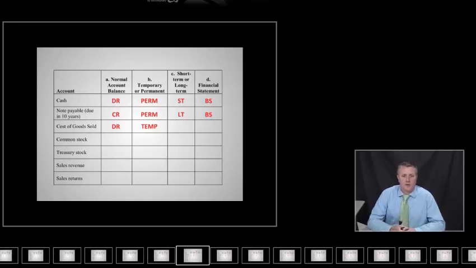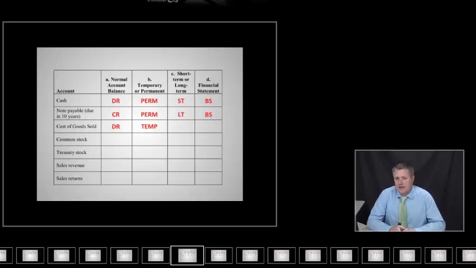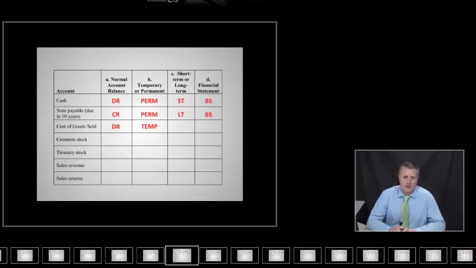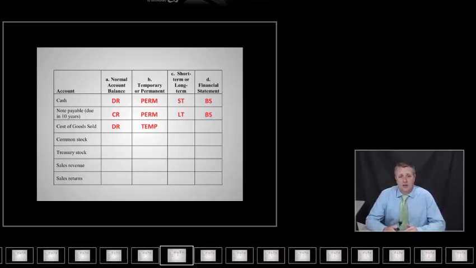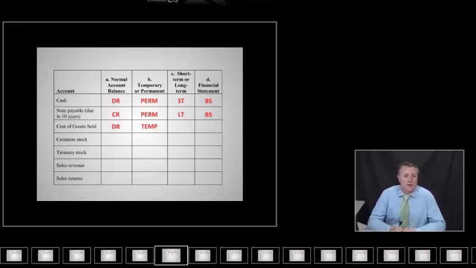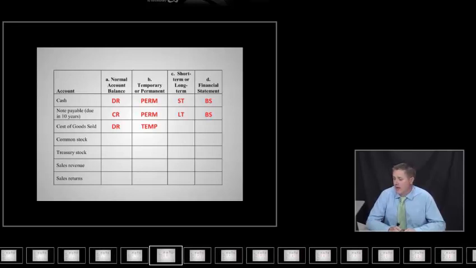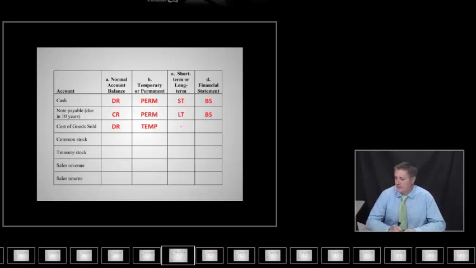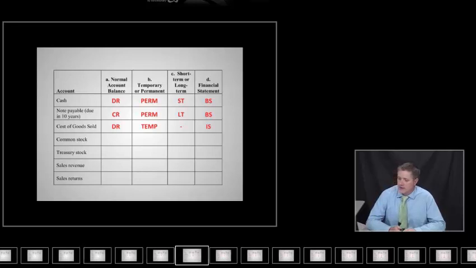The way to kind of remember this is that revenues and expenses are reported on the income statement, and the income statement reflects activity over a period of time. So when that period of time has reached an end, all of the income statement accounts need to be closed, and so they can start with basically zero balances for the next period. So cost of goods sold is a temporary account. The distinction between short and long term does not apply here. And then finally, as we mentioned, cost of goods sold would be reported on the income statement.